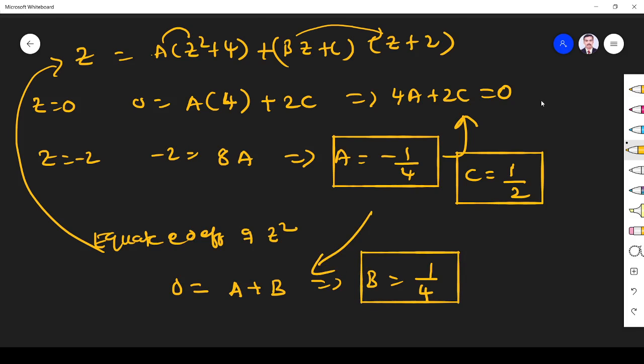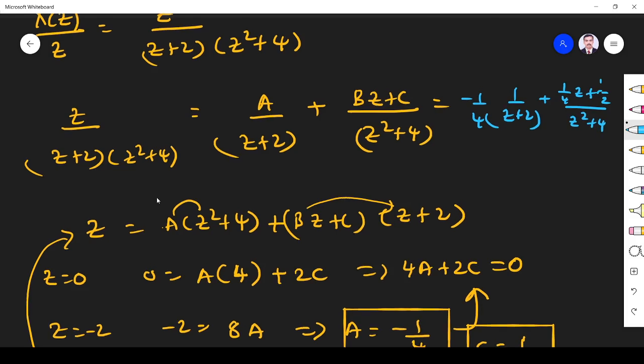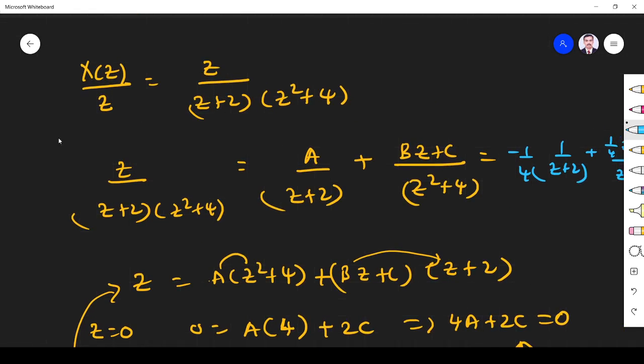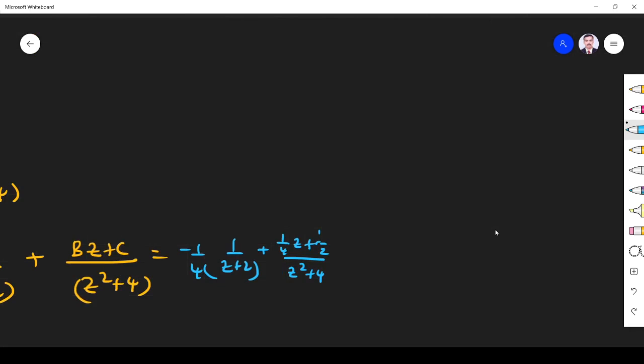Right? So now we got everything. So a is minus 1 by 4. So substitute here. What will happen? Minus 1 by 4 into 1 by z plus 2, plus b, 1 by 4 z, c is 1 by 2, divided by z square plus 4. Okay, now you see x of z. This is equal to x of z by z. So x of z by z is equal to this value. Yes or no? So I write here. This will be easy for you to remember. So x of z by z is equal to this value.